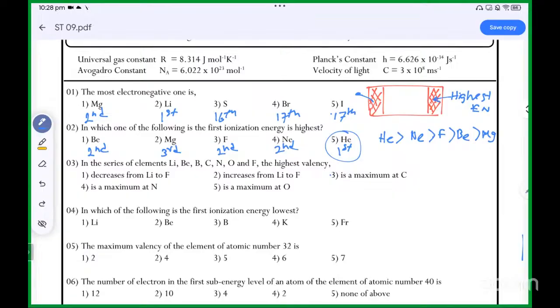It is maximum at C. We can't say like that, because it is maximizing in the nitrogen as well. That is equal, but it is maximum at nitrogen. That can also be taken. So the most accurate one is it is maximum in nitrogen. After that, it is decreasing. Is it a maximum at oxygen? It can't be, because oxygen valency most of the time is 2, right? It can't show more than that. So the answer should be the fourth one.